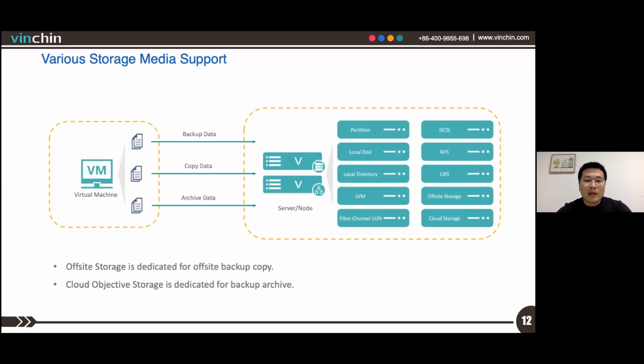Here are the storage media that can be used with Vinchin Backup and Recovery to store and keep your data safe. The local disks, partitions, logical volumes, Fiber Channel, SAS, NFS, and CIFS can all be used as the local storage media. And the offsite storage and cloud object storage can be used for offsite DR.